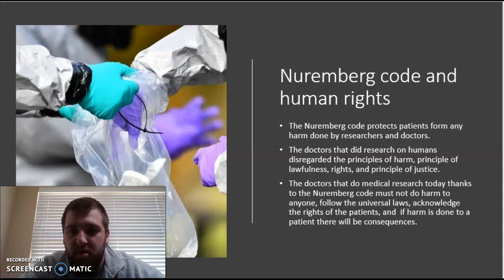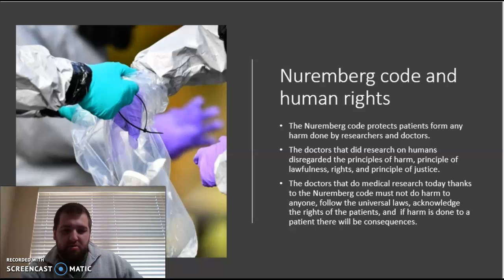Nuremberg Code and human rights. The Nuremberg Code protects patients from any harm done by researchers and doctors. The doctors that did research on humans disregarded the principles of harm, lawfulness, rights, and justice. They violated the principle of harm. The principle of harm says, do not harm others. The Nazi doctors did harm to the patients in the experiments. As an example, they cut off people's limbs and reattached them onto someone else.